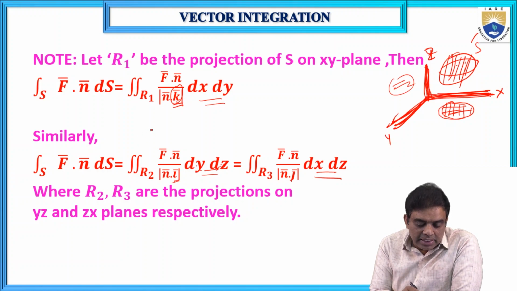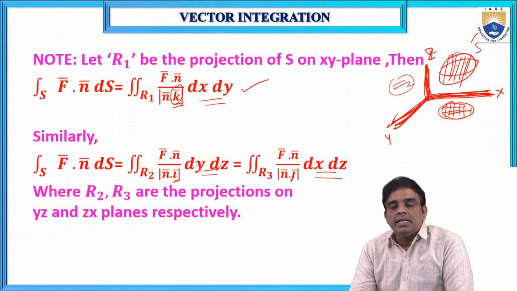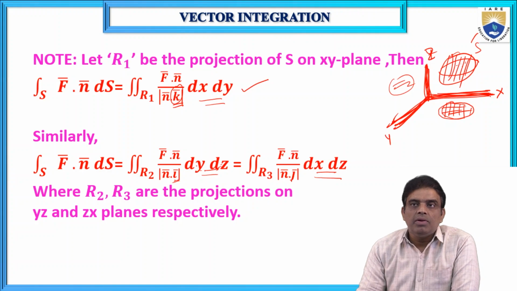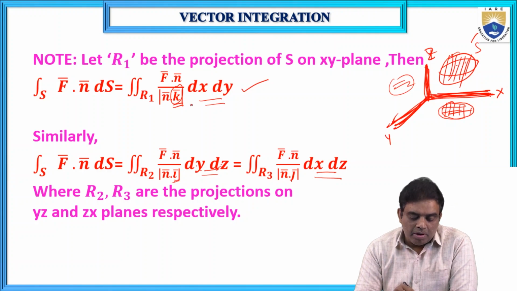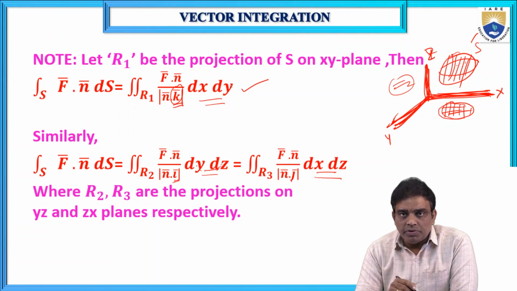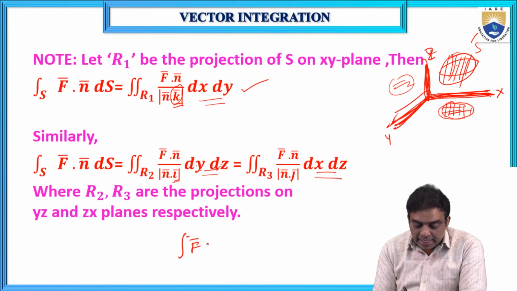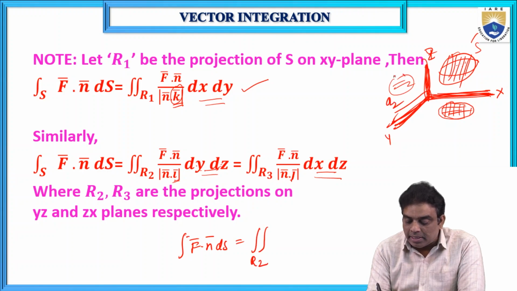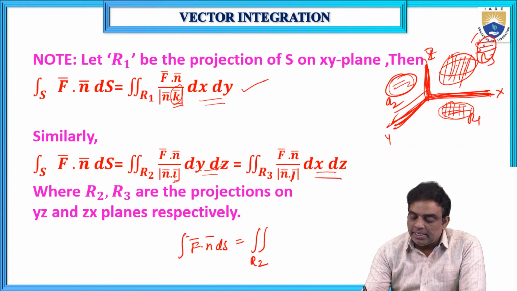If you consider the projection of the surface S in xy plane, then integral f bar dot n cap into ds is equal to double integral over the region R1 f bar dot n cap by n cap dot k bar into dx into dy. Suppose if we consider the projection in yz plane, then integral f bar dot n bar into ds is equal to double integral over the region R2. Let us assume that the region is R2, it is R1 and it is R3, backside. So this is in xz plane.